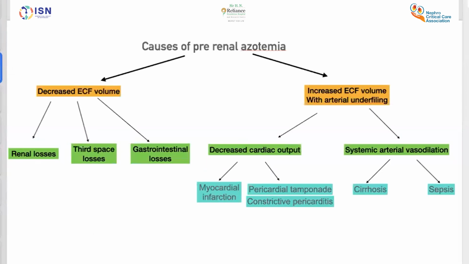The causes of pre-renal azotemia are divided into two categories: decreased extracellular fluid volume and increased extracellular fluid volume with arterial underfilling. Decreased ECF volume can be due to renal losses, third space losses, and gastrointestinal losses. We'll be seeing it one by one.